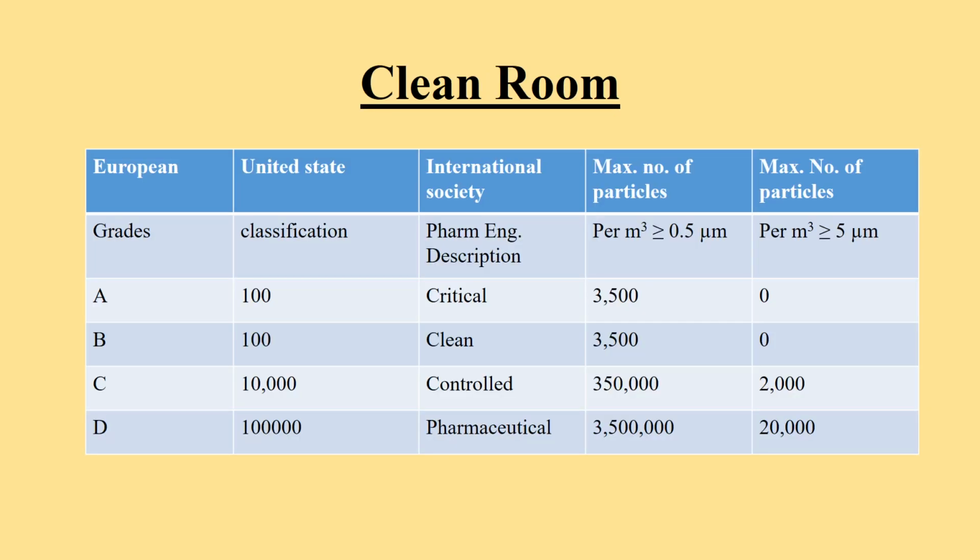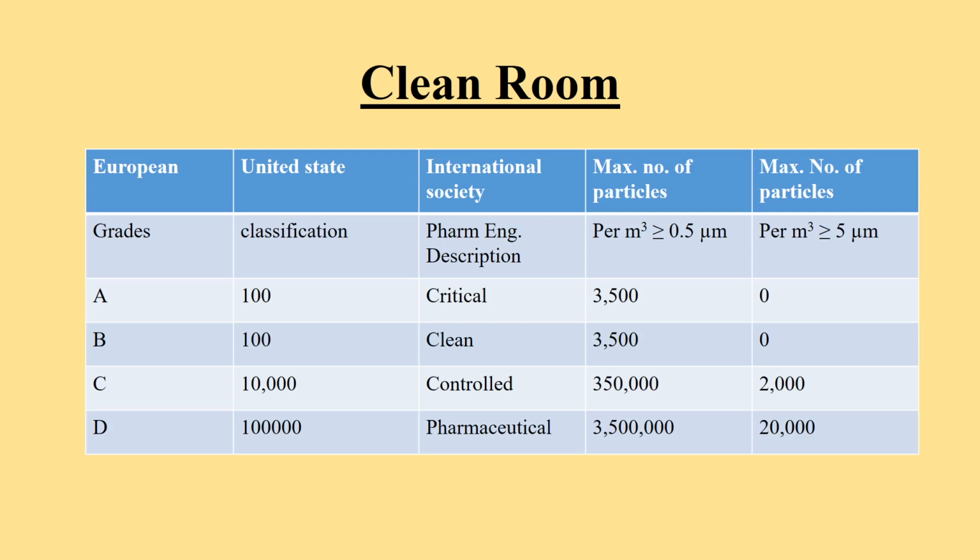If you are considering the clean room, it will be divided into various grades. The European grades are A, B, C, D, and the United States classification is class 100, class 100, class 10,000 for class C, and class 1 lakh for class D. The International Society of Pharmaceutical Engineering description: critical, clean, control and pharmaceutical. So these are the particular classes.